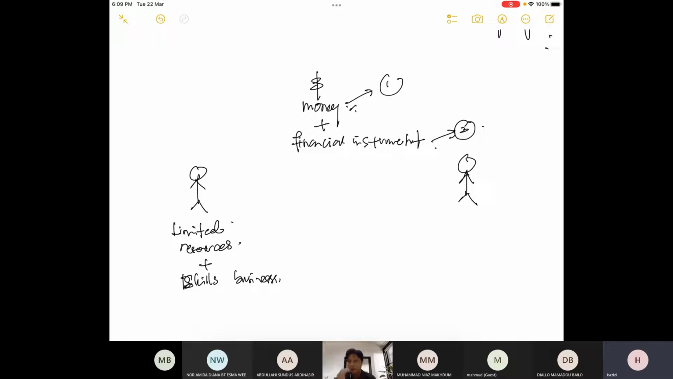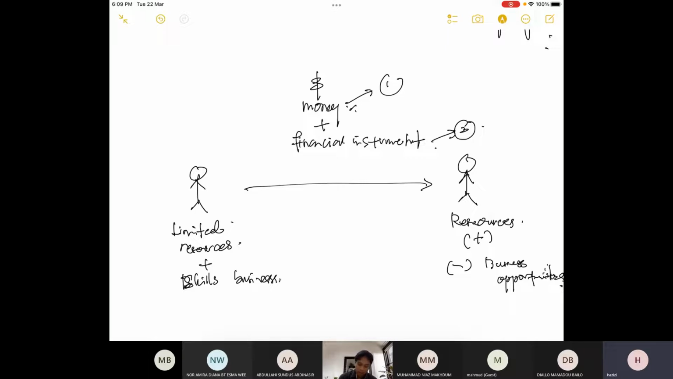And then you have another party that has an abundance of resources, right? But they are looking for some business opportunity. To link these two parties, right?